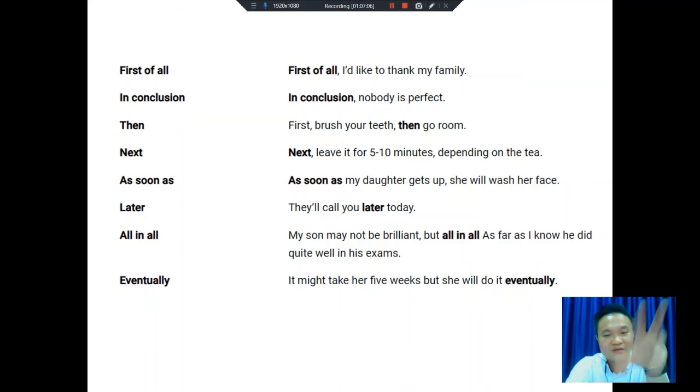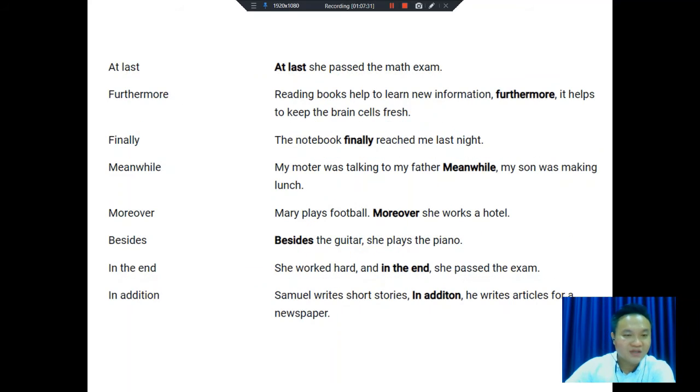"All in all" is more like you are making a conclusion. My son may not be brilliant, but all in all, as far as I know, he did quite well in his exam. Now, next one, eventually. It might take her 5 weeks, but she will do it eventually. Now here, there is another slide on how to use all these cohesive devices. At last, she passed the math exam.